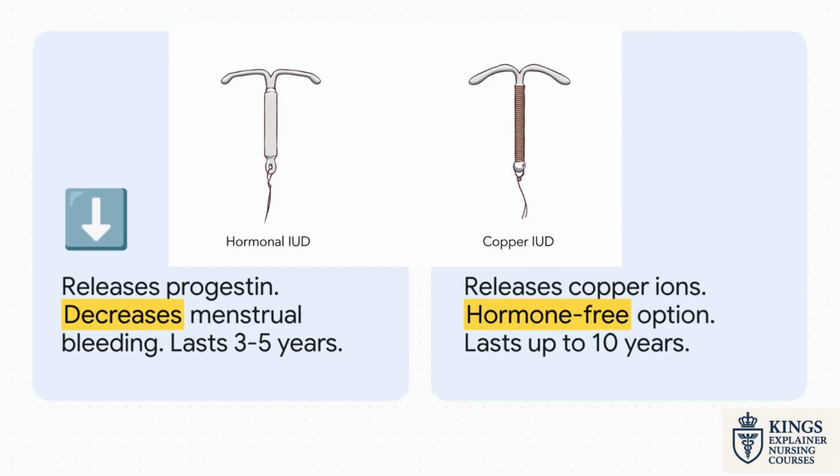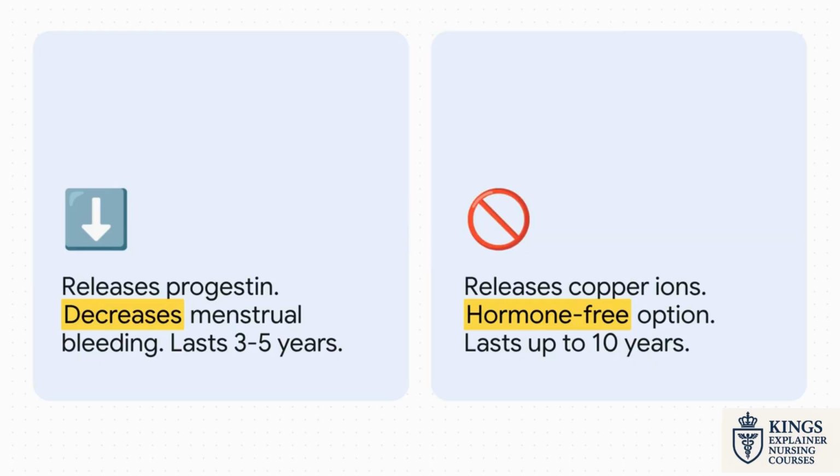You have to ask, what's their priority? If a patient says, I have horrible, heavy periods, you might lean toward the hormonal IUD. The progestin in it thins the uterine lining and can make periods way lighter or even make them disappear. But if a patient says, I want 0 hormones in my body, then the copper IUD is their hero. It works by releasing copper ions that act like a spermicide. The trade-off? It can sometimes make periods heavier and more crampy.